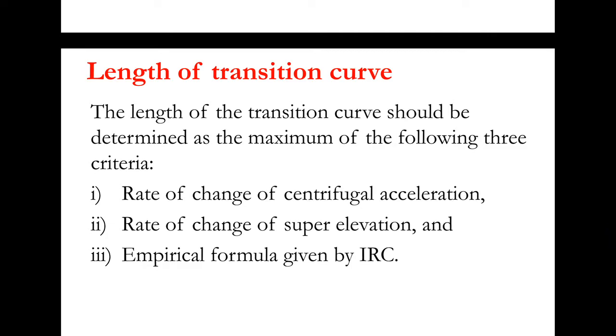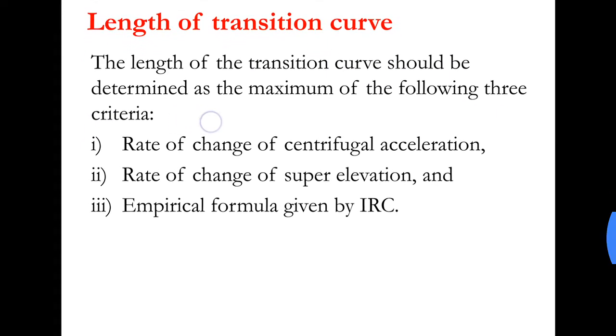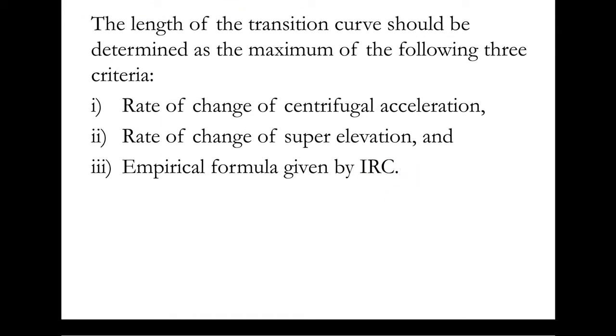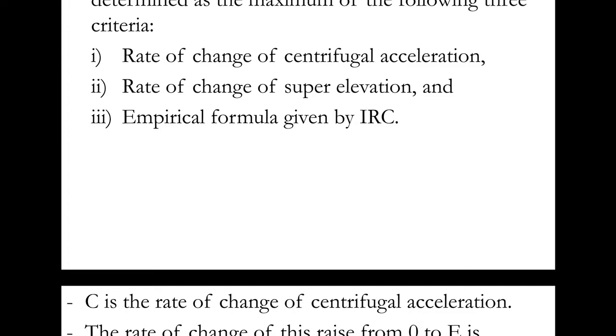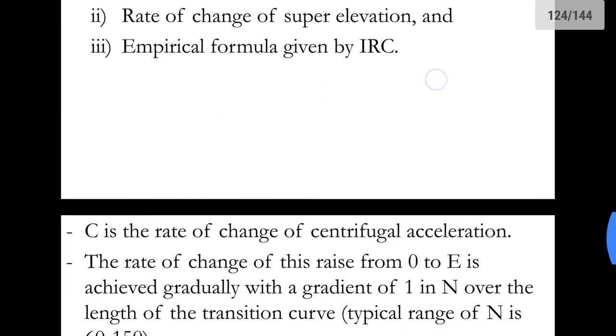Now, when we design, we need to find out the length of the transition curves. There are three methods, or three sets of formulae, that we use in order to find the length of transition curves. The length of the transition curve should be determined as the maximum of the three criteria. Whichever criteria provides the maximum length, we will adopt that length. The first criteria is the rate of change of centrifugal acceleration. Second is the rate of change of super elevation, and third is the empirical formula given by IRC.